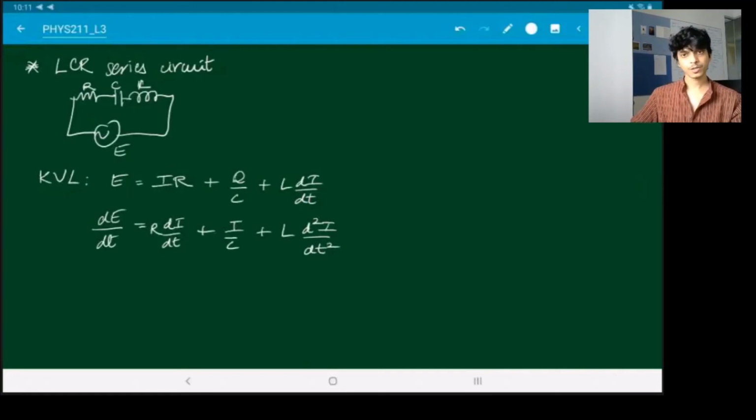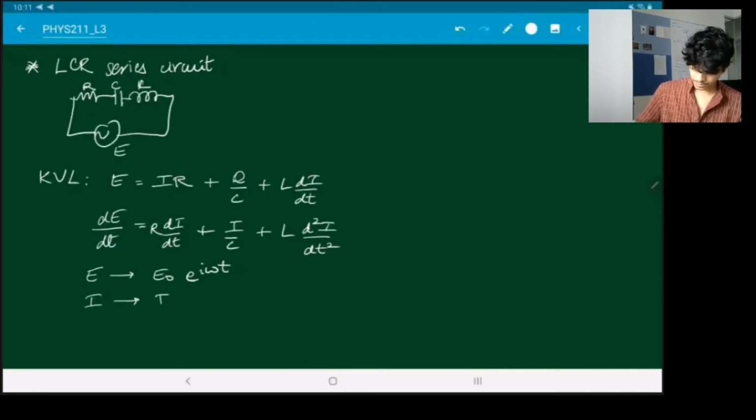Let's substitute them with complex numbers as we said we would do. So I'm going to replace E with E0 e to the power i omega t, and I am going to replace I with I0 e to the i omega t e to the i phi. Of course, right now I'm calling them complex, but in the end, once I finish my calculation, I should make sure that I take the corresponding either real parts or imaginary parts.